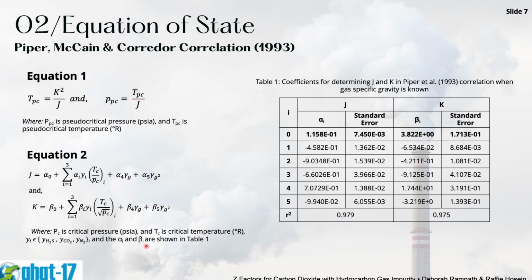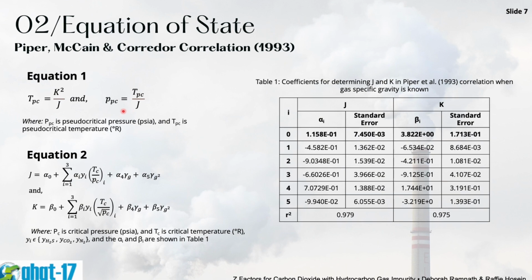To use this correlation, the gas composition of the gas is needed. If not available, the specific gravity of the gas can be used. This correlation uses alpha and beta coefficients, which are as shown to the right, and these are used to determine the functions J and K.